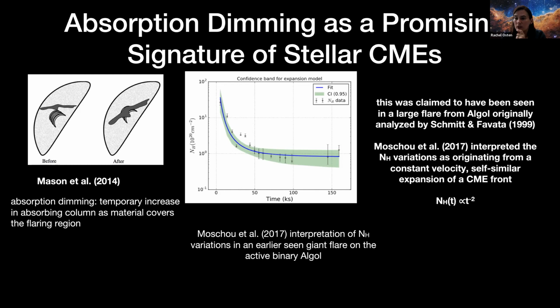Sofia Moschou interpreted these observed N_H variations as originating from a constant velocity self-similar expansion of a CME front. So it's basically, if you've got some amount of mass and matter that is expanding with constant velocity self-similar expansion, you'll see the column density drop as t to the -2, which is consistent with what was observed in this event.